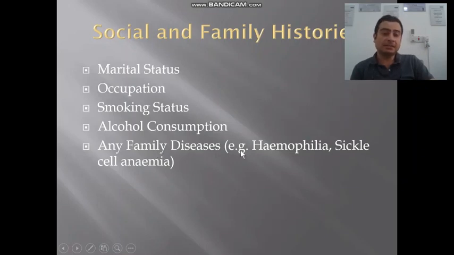Any familial disease, for example, hemophilia and sickle cell anemia, has a mode of inheritance, being passed from parents to children. So patients need to be asked about any disease that runs through the family.